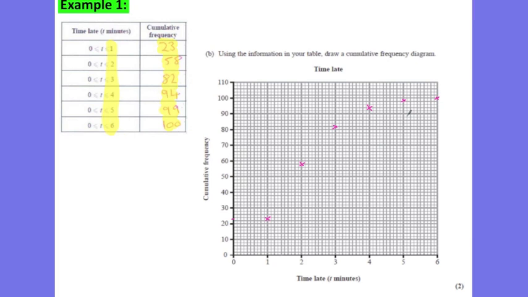Once your points are plotted, you then need to take a pencil and draw a smooth curve through these points. We need to start at the origin here, and then take your pencil and draw a smooth curve through the points. We're going to have the characteristic S-shaped curve, and we can see it plateauing towards the final coordinate here.